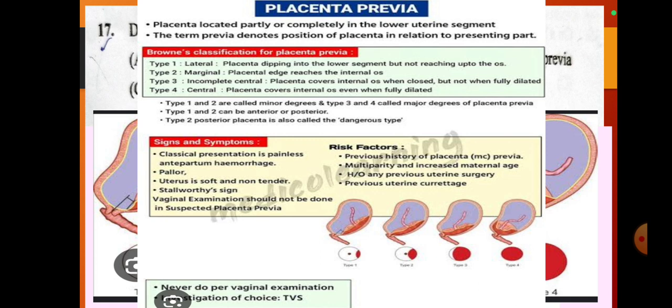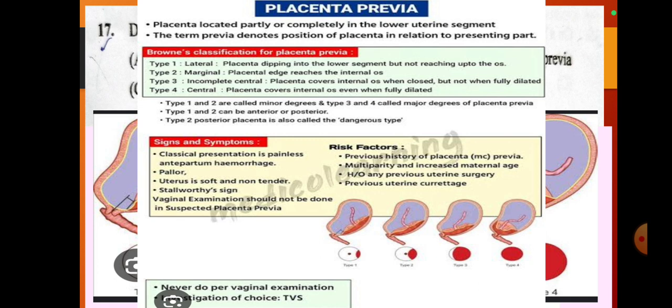Type 1 and type 2 are called minor degree, and type 3 and 4 are called major degrees of placenta previa. Type 1 and type 2 can be anterior or posterior. Type 2 posterior placenta is also called the dangerous type. The signs and symptoms of placenta previa: the classical presentation is painless antepartum hemorrhage, pallor, uterus is soft and non-tender.